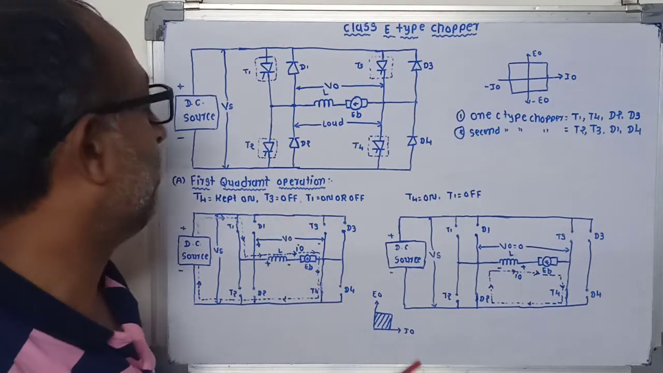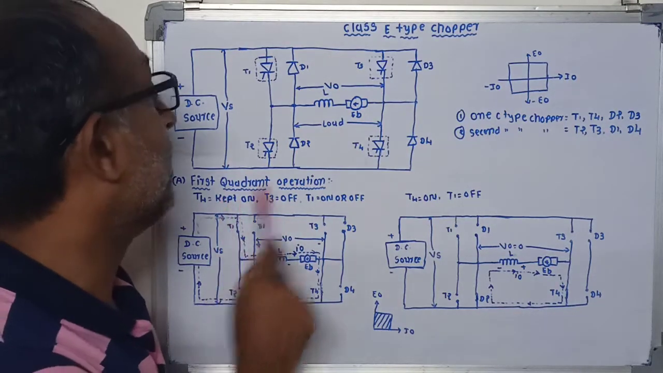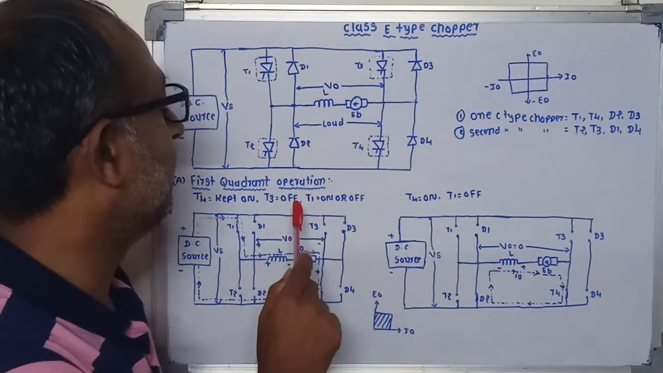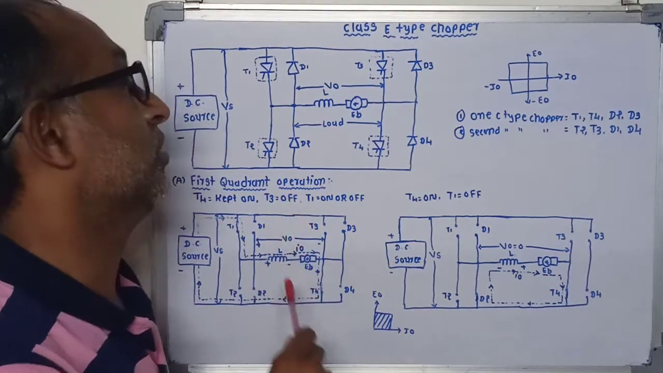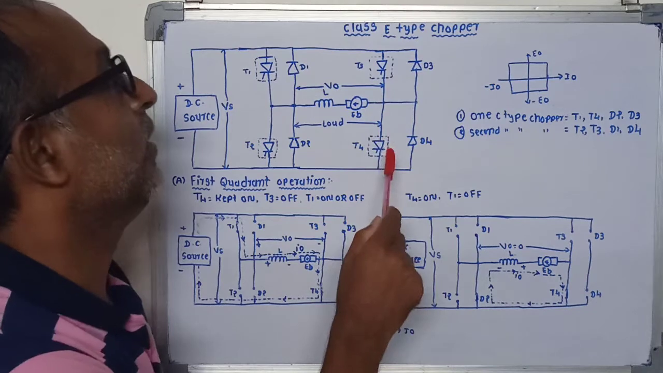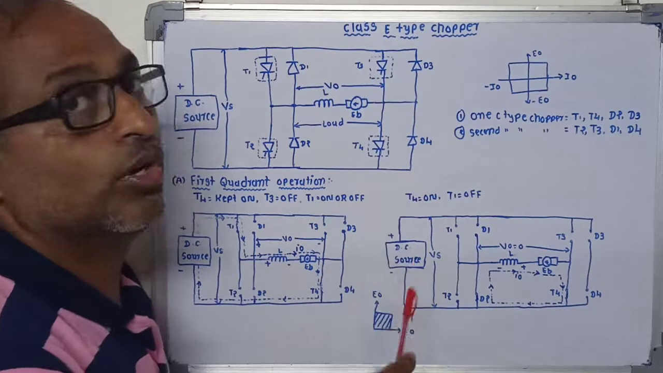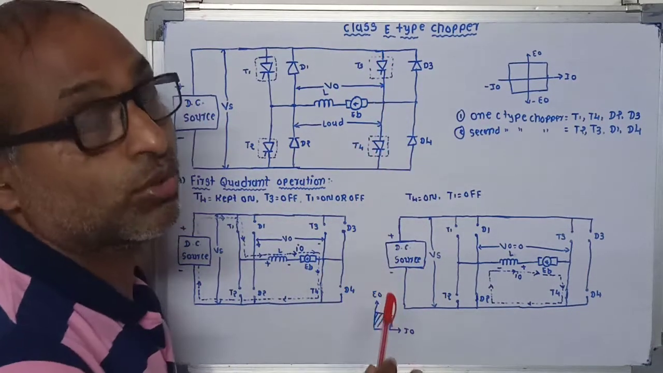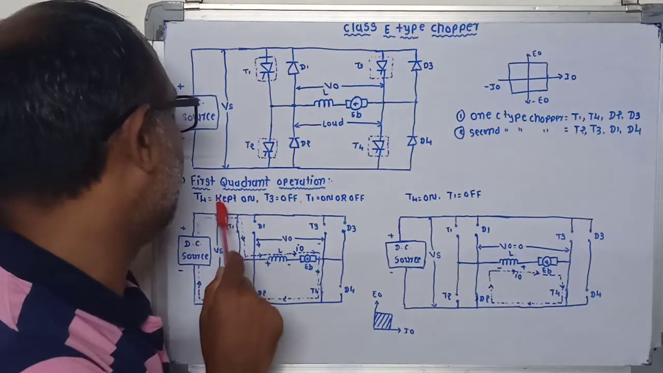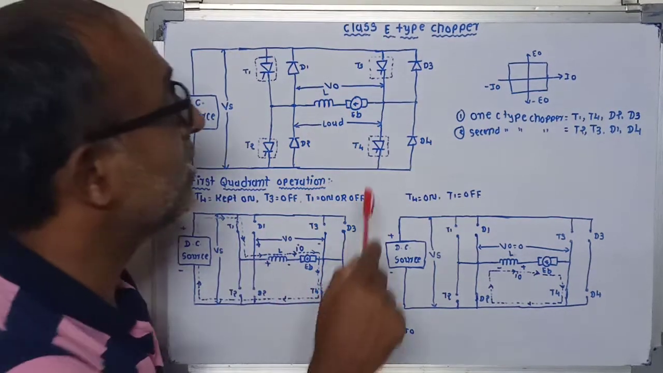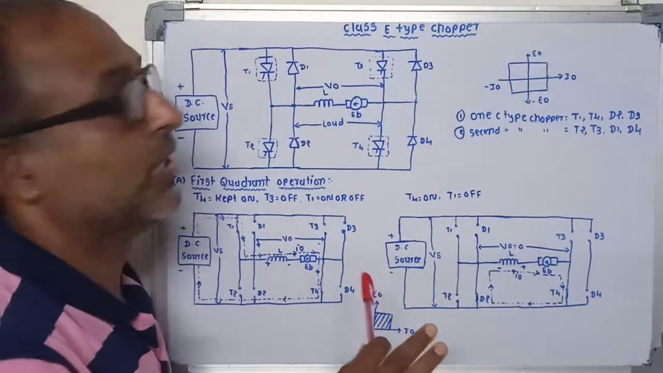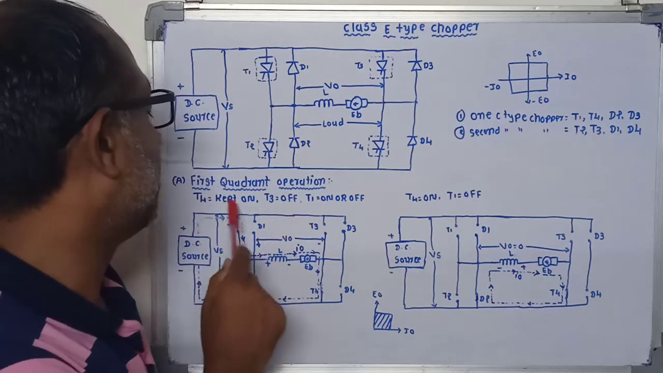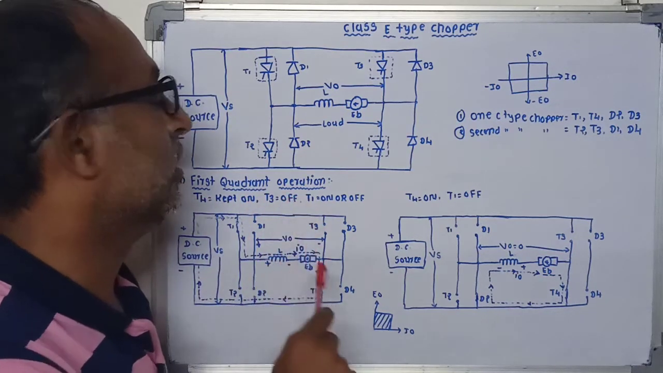In this first quadrant operation, thyristor T4 is kept in on condition, and thyristor T3 is kept in off position. Suppose if T4 is on and at that time T3 is also on, then this DC source is short circuited by T3 and T4. That's why it is most important that when T4 is on, thyristor T3 must remain in off condition. So T4 is kept on, T3 is off and T1 is operated.